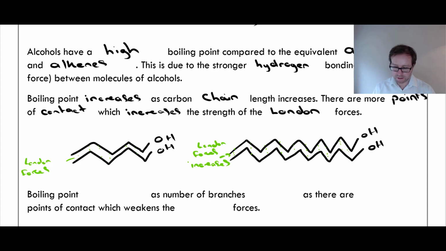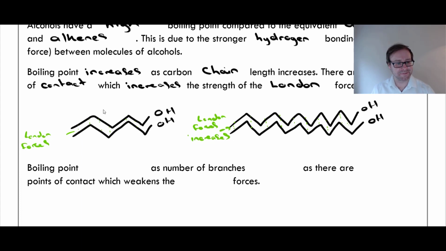Okay, moving on. So boiling point decreases, oh no, that's what we've just said. So boiling point increases as carbon chain, no, let's read it properly. I'm reading the wrong bit of my notes. So boiling point decreases as number of branches increases.